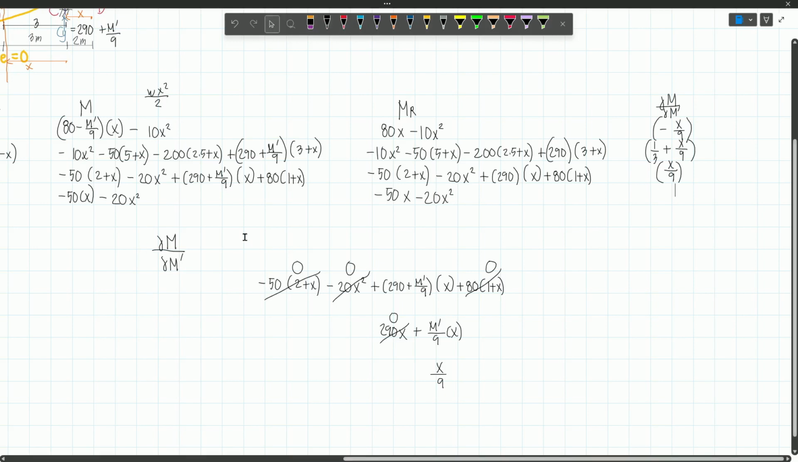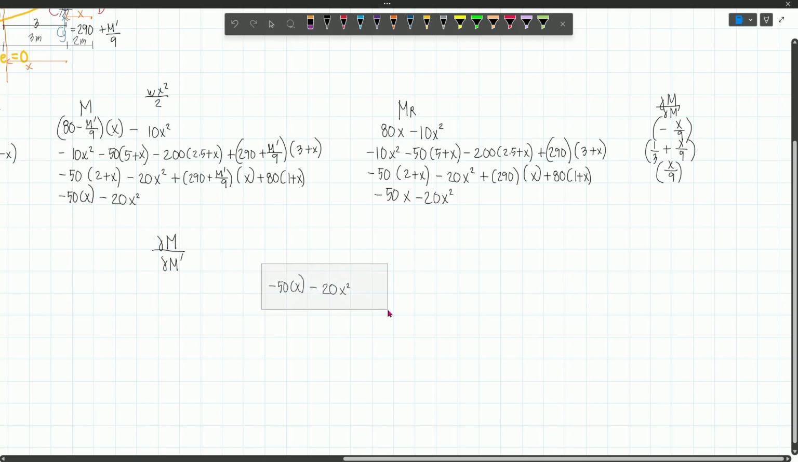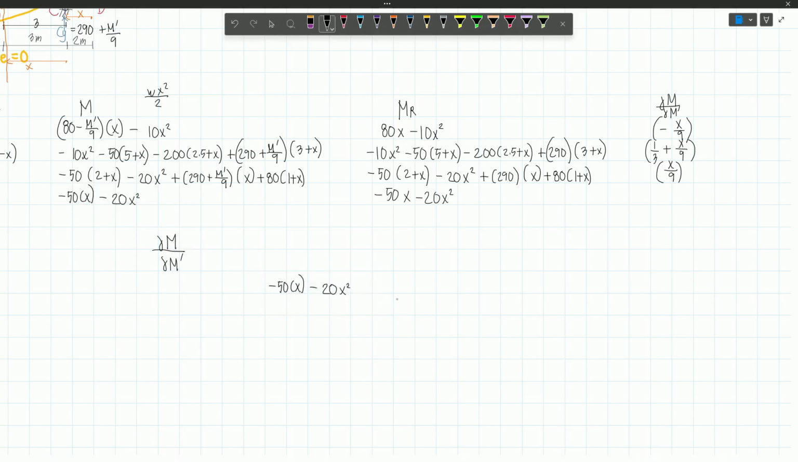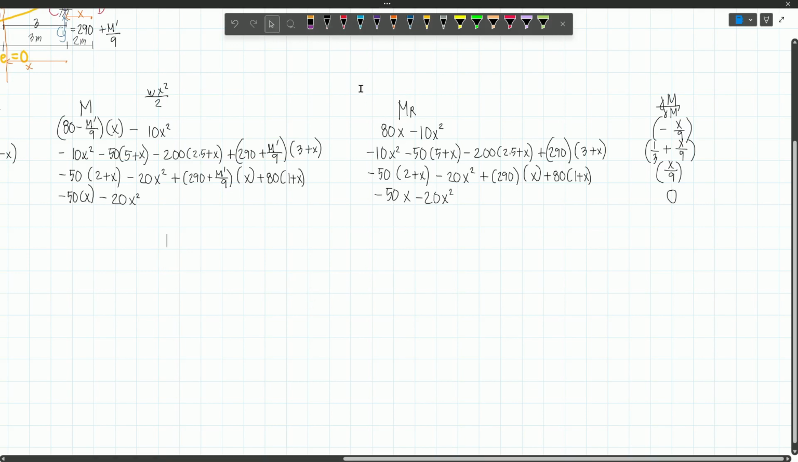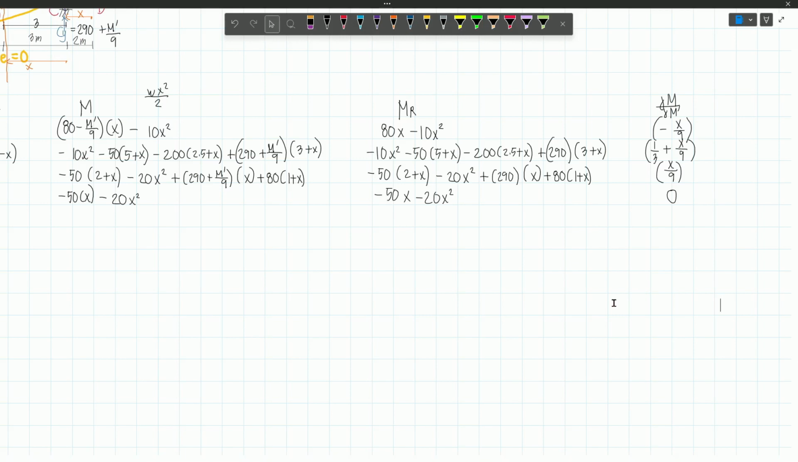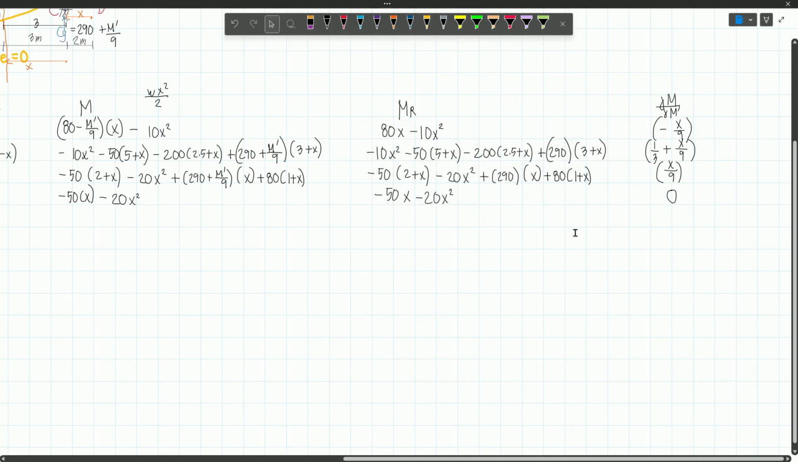And then for the last one, for segment DC, we have this function. Now all of these terms are considered constant because there is no M prime there. And so differentiating this one, it will just become 0. So this is 0. And so now we already have MR and dM over dM prime. And so we will essentially add all of them, the definite integrals, and then we will set that to 0. But first, let's just expand these because this is hard to integrate.